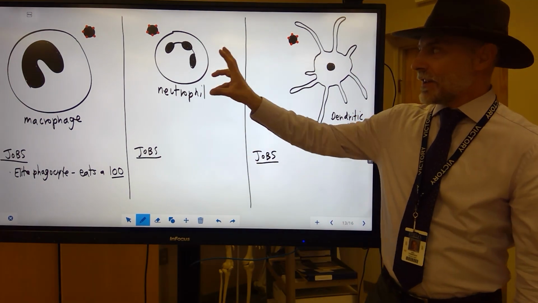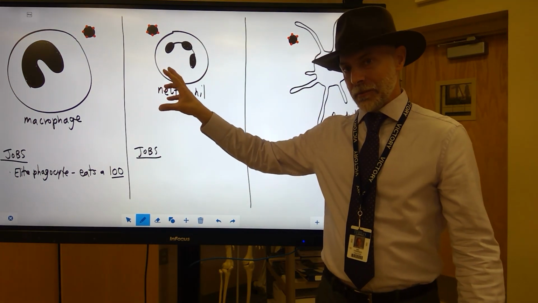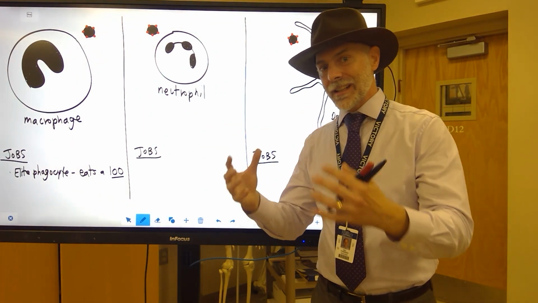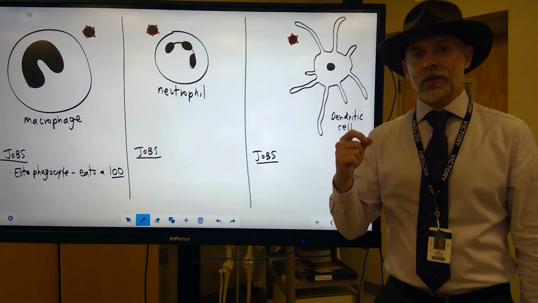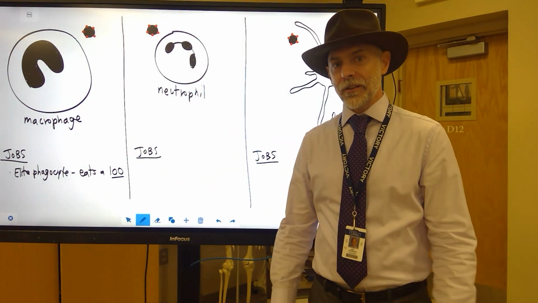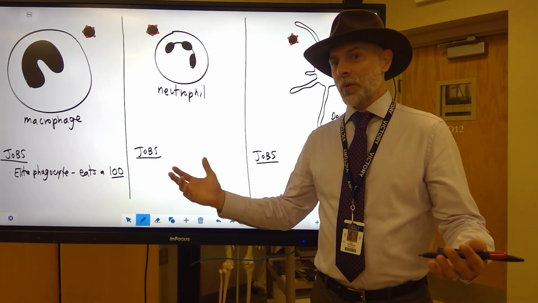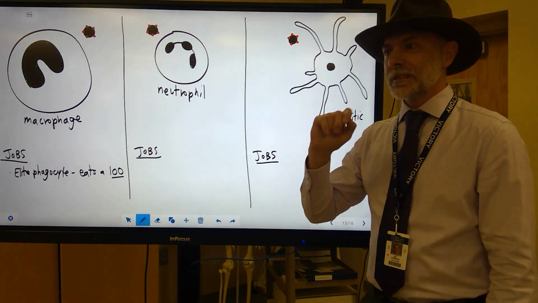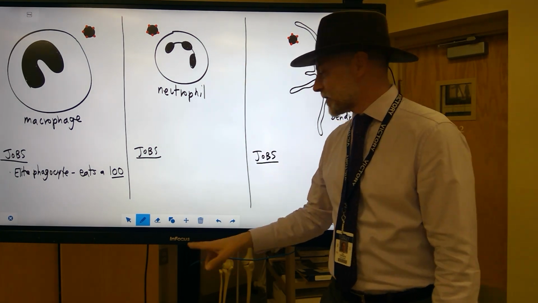The first thing, these are like the tanks of the immune system. They're elite phagocytes, which means phagocyte eats things. Their main job is to eat up to 100 bacteria. So they're going to go into the area, start eating streptococcus bacteria. They can eat up to 100 before they die. They also have a second job. It's not their number one job, but it's their secondary job.